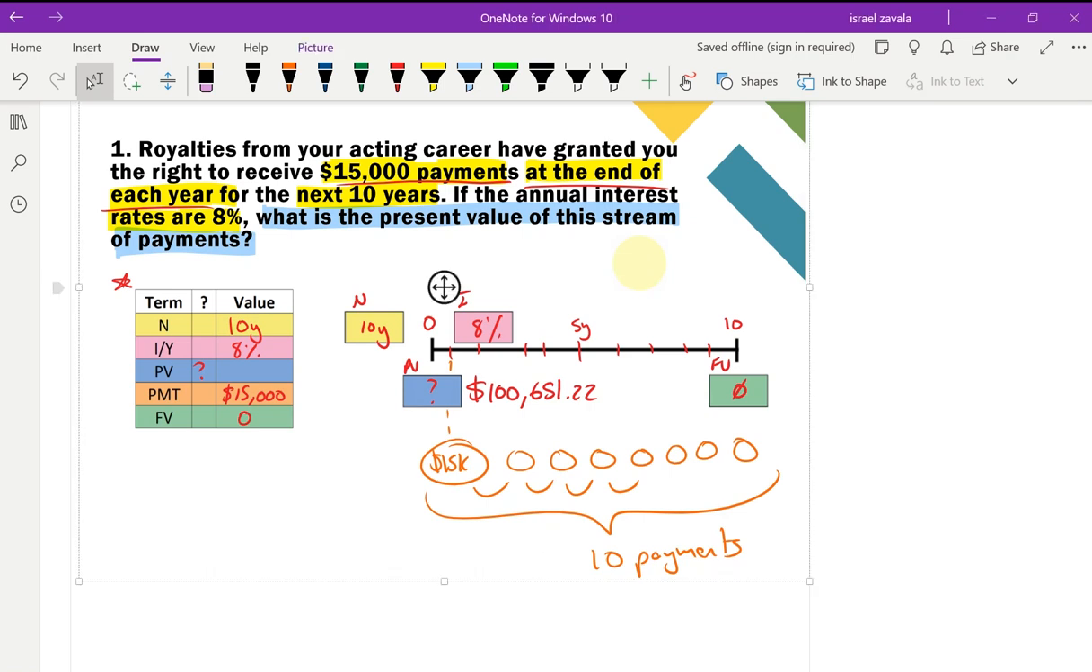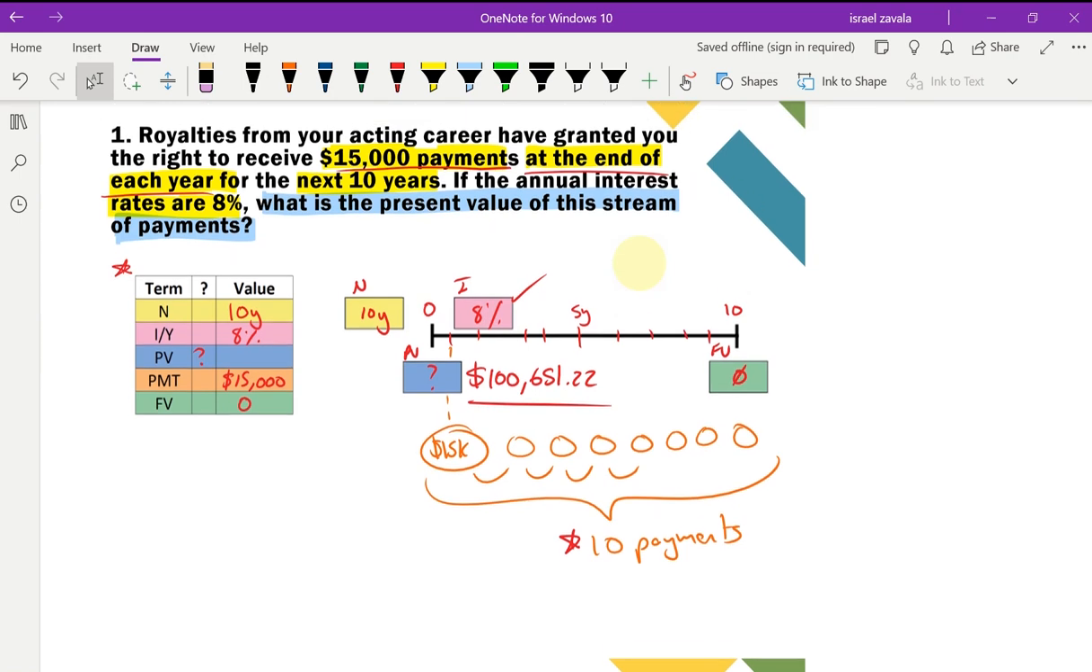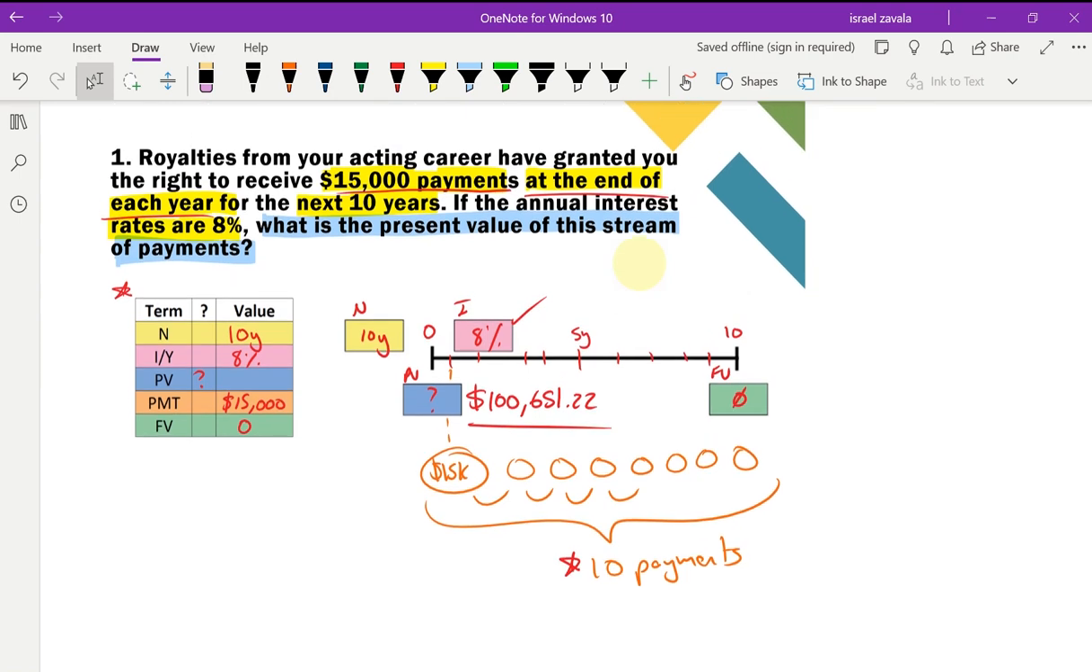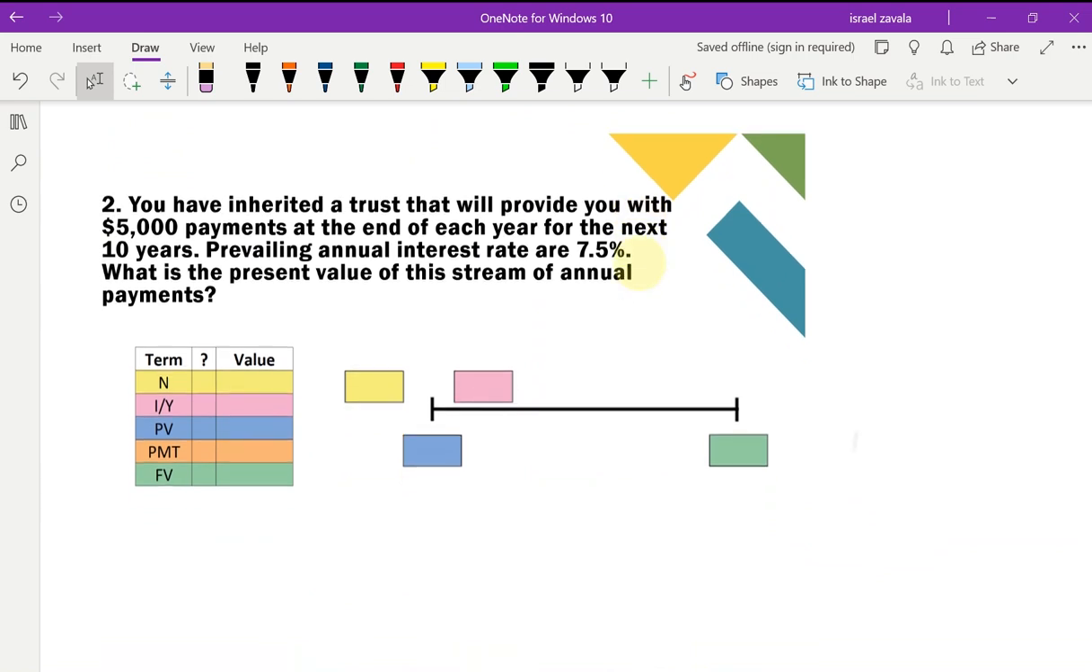So what does that 100,651.22 mean? It means that if we took this stream of payments, our 10 payments of $15,000 each, and discounted them back at 8%, this roughly $100,000 is what they're worth if you were to be paid a lump sum of money today. I hope that's clear. Hopefully there'll be one with not so many years so I can actually fill in the bubbles and that'll be a little bit clearer. I hope this wasn't too confusing. Leave me a comment if this was not clear. All right, let's keep moving here.